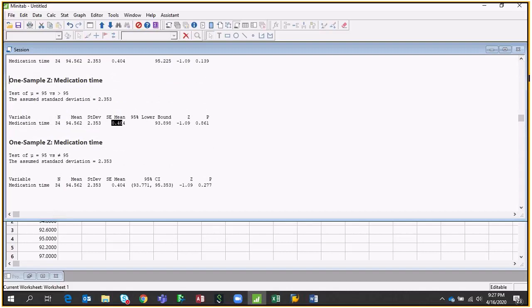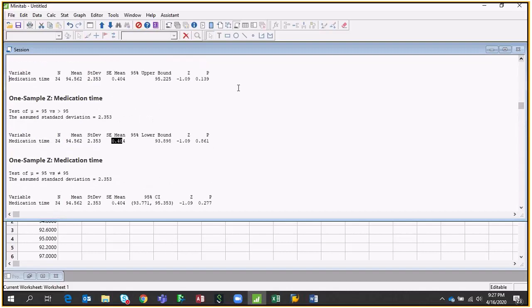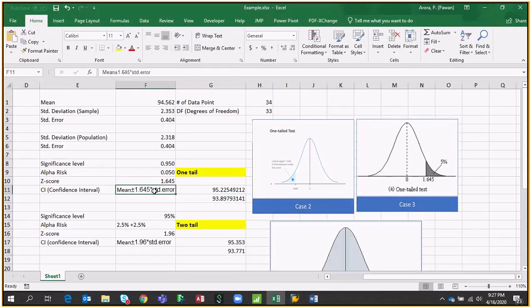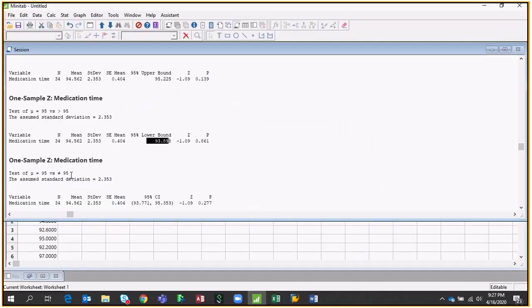Let's talk about this interesting part. In all the cases you have the same standard error of mean, right? Here also 0.404, here also. Here you have the upper bound value and lower bound value, and these values are calculated from this formula, 1.645, right? Now the last you will calculate, which is not equal. Not equal means it can be less than or higher than. So in this case the 95% confidence interval is 93.771 and 95.353.